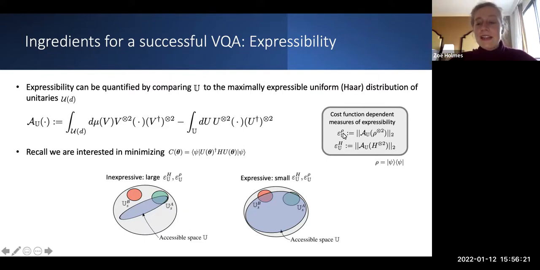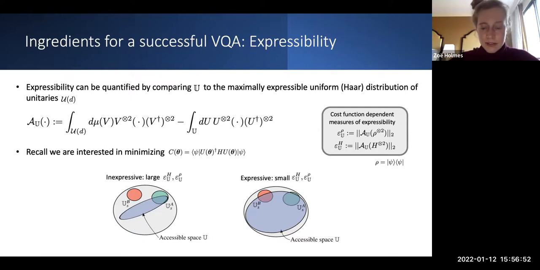So if these measures are small, that means that the ensemble of unitaries accessible by the ansatz well replicates the Haar random distribution of unitaries. So that is, it well explores the total space of unitaries. So our ansatz is highly expressive. If these measures are large, then there's a big difference between the ensemble of unitaries accessible by the ansatz and the Haar distribution. So our ansatz is very inexpressive.